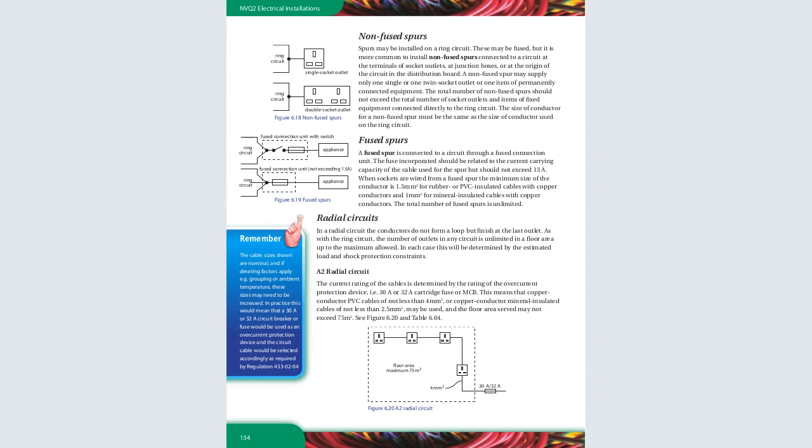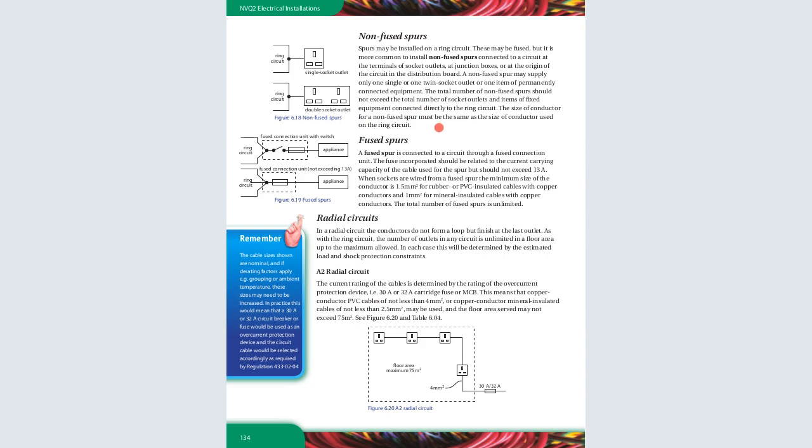Non-fused spurs. What are non-fused spurs? A spur may be installed on a ring circuit. This may be fused, but it is more common to install an unfused spur that is connected to a circuit at a terminus of a socket outlet, at junction boxes, or the origin of the circuit on the distribution board. So non-fused spurs may supply only one single or one twin socket outlet or one item of permanently connected equipment. So the total number of non-fused spurs should not exceed the total number of socket outlets and items of fixed equipment connected directly to the ring.